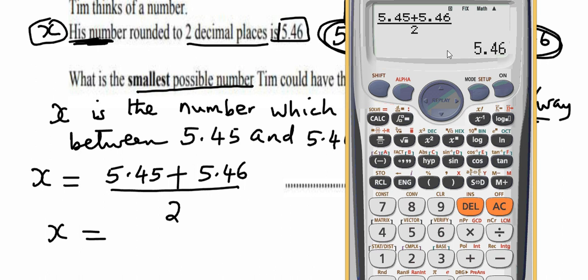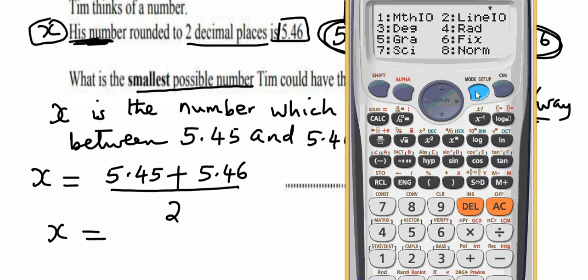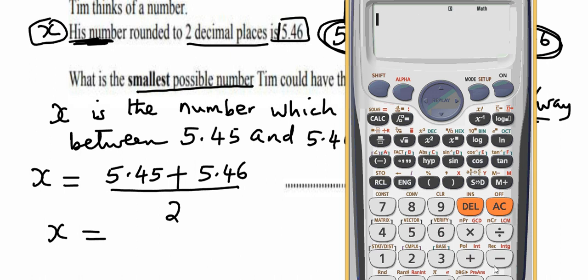So what do we do? Before you do any calculation, you have to clear your calculator. My calculator was not cleared, so let me clear it and then repeat the procedure. So we choose this, and then we do 5.45 plus 5.46. The answer you get, divide by 2. Now can you see that I'm getting a fraction? Then I want to get a decimal. Hit this button. You see, I'm getting 5.455.